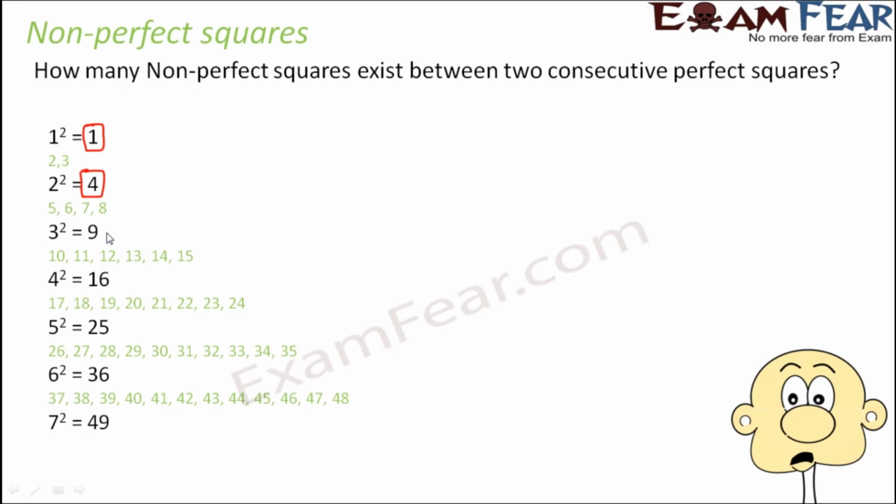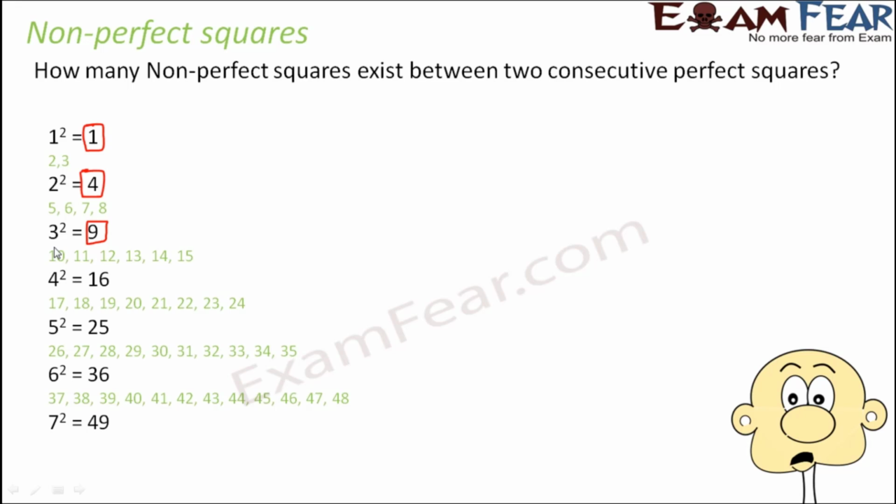Similarly, when you square 3, you get 9. So what happened to the numbers between 4 and 9, like 5, 6, 7, 8? They were missed. These numbers which are getting missed in between are nothing but the non-perfect squares.